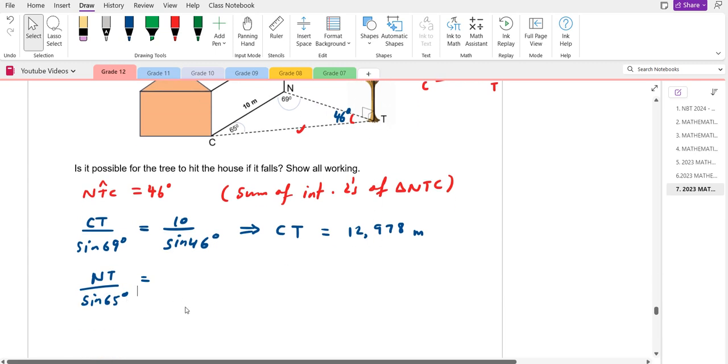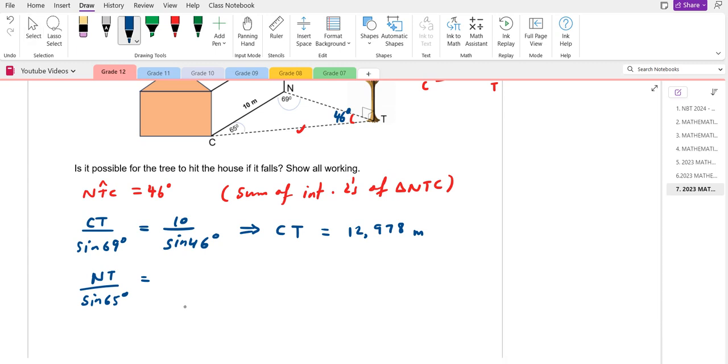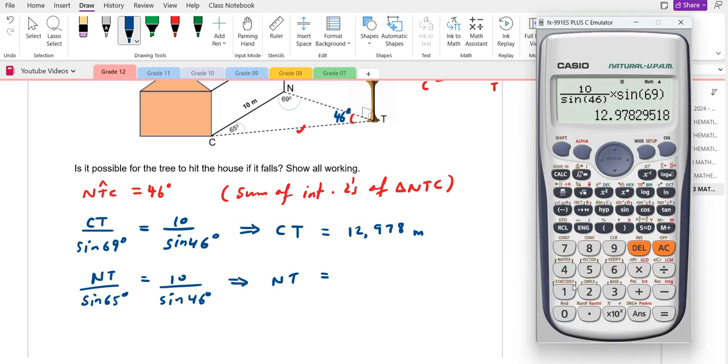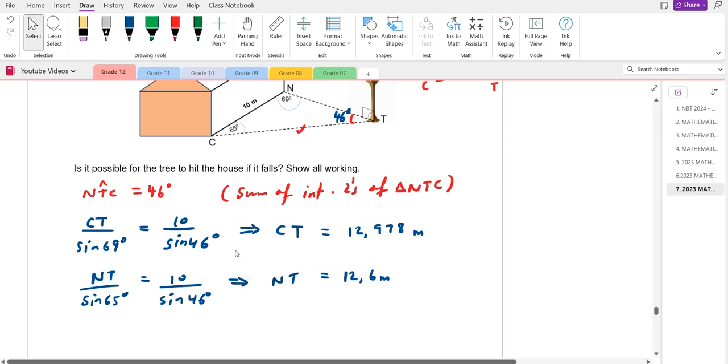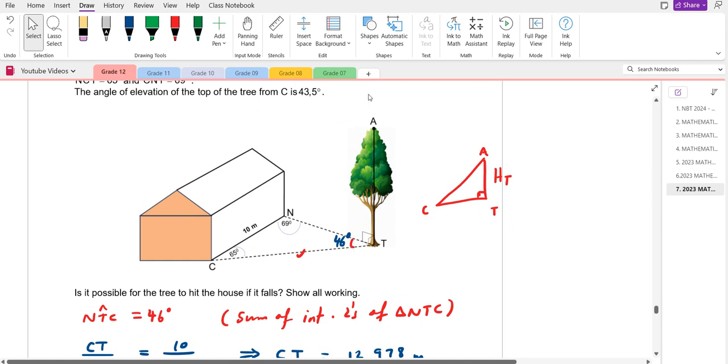NT over sine 65 is equal to 10 over sine 46. I can use the sine rule again. So this implies NT is now equal to 10 over sine 46 times sine 65, right? NT is now equal to 12,599, so 12,6 meters. So that's what I have so far. Next thing, we're going to calculate the height of the tree, right?